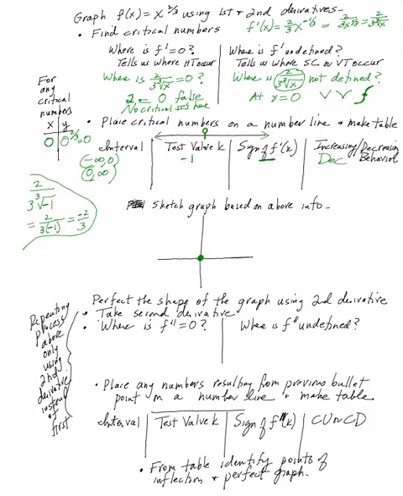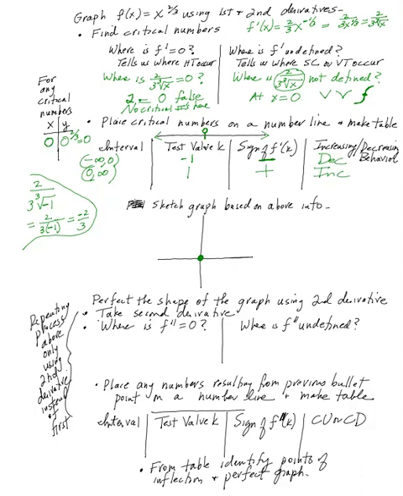Go to my next interval, 0 to infinity. Pick a test value. Just pick a number in there, say 1. I'm just picking an arbitrary number. Don't pick the endpoint, pick any other number. We'll put 1 into the first derivative. I get 2 over 3 times the cube root of 1. That's just 2/3. That's positive. So the function is increasing.